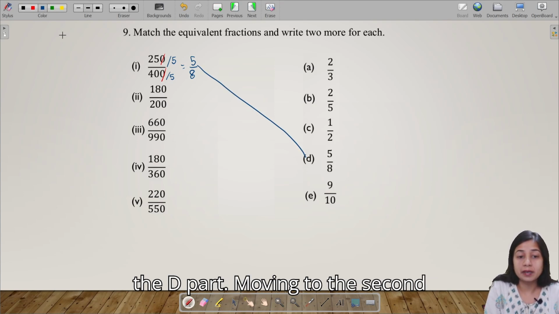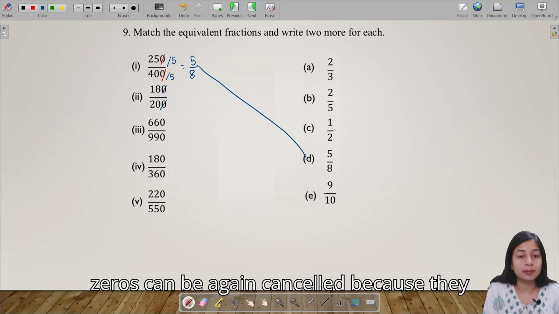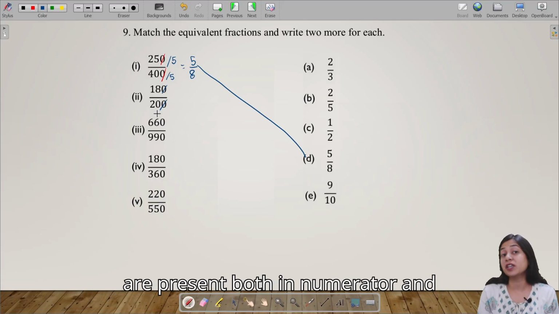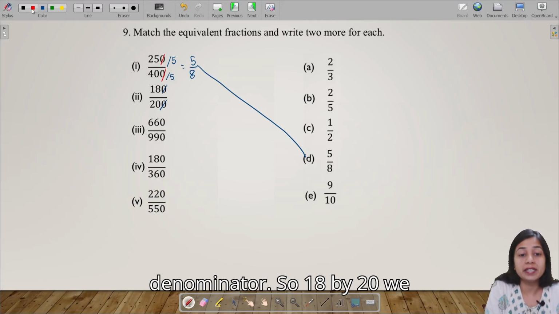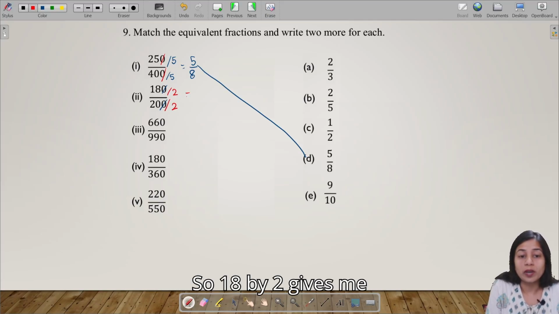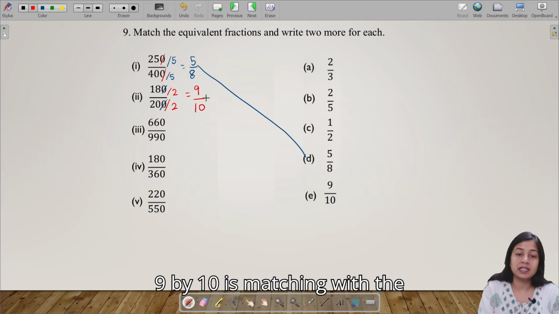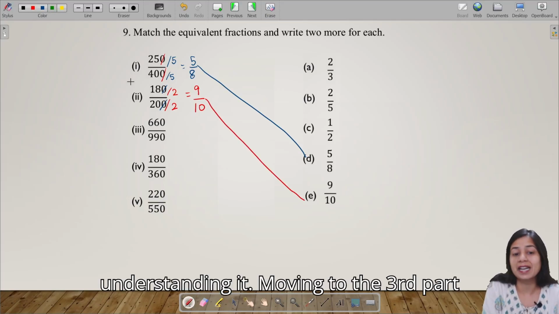Moving to the second part, 180 by 200, zeros can again be cancelled because they are present both in numerator and denominator. So 18 by 20, we can see are both divisible by 2. So 18 by 2 gives me 9 and 20 by 2 gives me 10. 9 by 10 is matching with the E part. I hope everyone is understanding it.